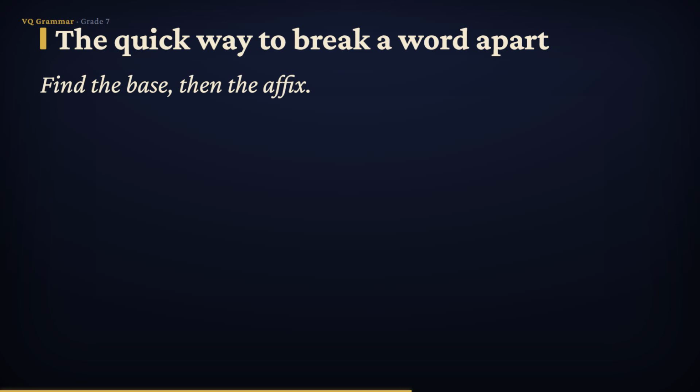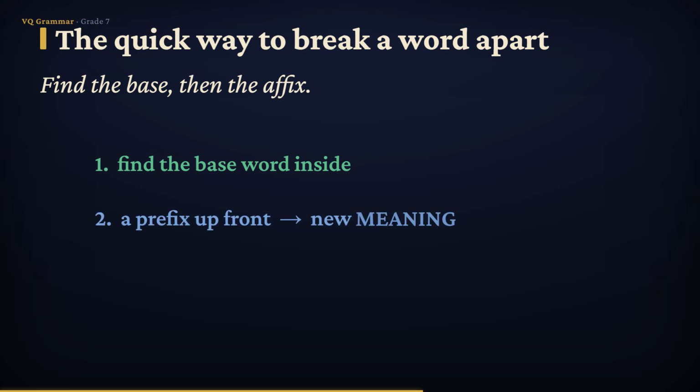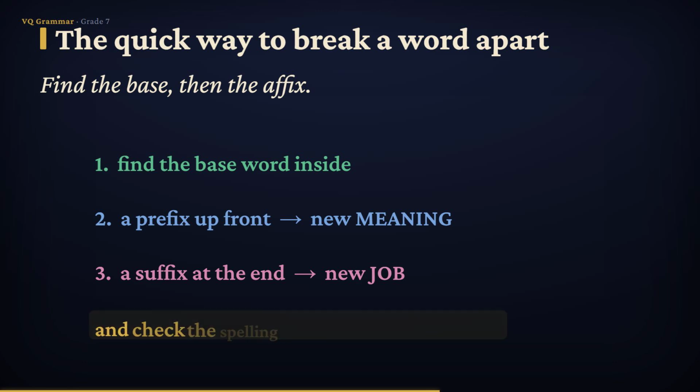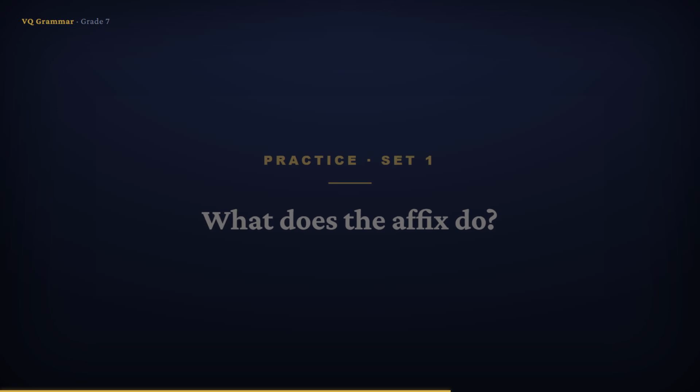Step 1. Find the base word hiding inside, the part that could stand alone. Step 2. Look at the front, because a prefix there points to a new meaning. Step 3. Look at the end, because a suffix there points to a new job, a new part of speech. And one last habit. Whenever you add a suffix, check the spelling of the base word, since it may shift. Base, front, end, spelling. Let's practice.